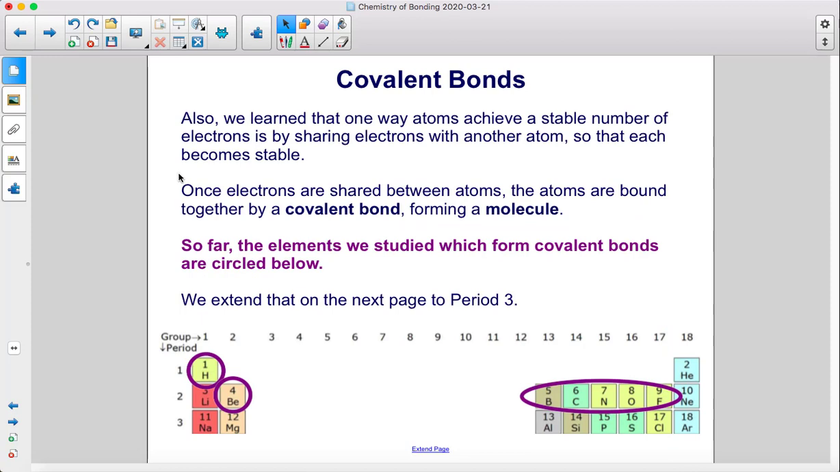Also, we learned that one way atoms achieve a stable number of electrons is by sharing electrons with another atom, so that each becomes stable. Once electrons are shared between atoms, the atoms are bound together by a covalent bond, forming a molecule. So far, the elements we studied which form covalent bonds are circled below. We extend that on the next page to period 3.